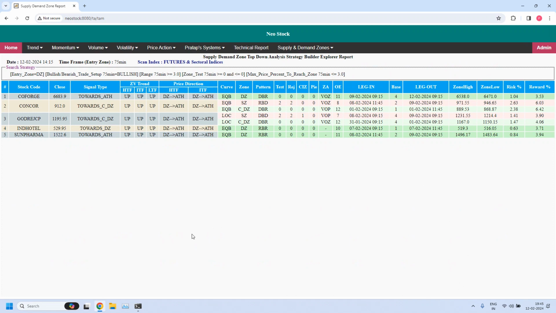But are any stocks moving towards the demand zone? Yes, Concor is moving towards the demand zone, a high liquidity zone. Godrej Properties, Godrej Consumer Products, is moving towards the demand zone. And Indian Hotels is also moving towards the demand zone. And the remaining 2 stocks are moving towards all-time high, Coforge and Sun Pharma. But anyway, if you get any opportunity in any one of these stocks, you can pick it up immediately.